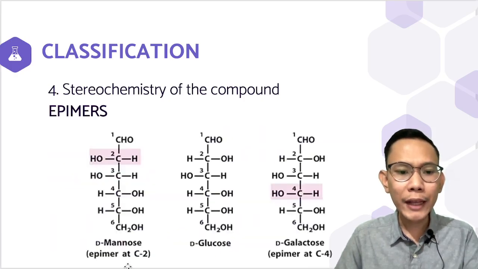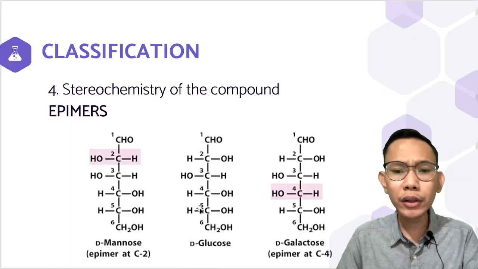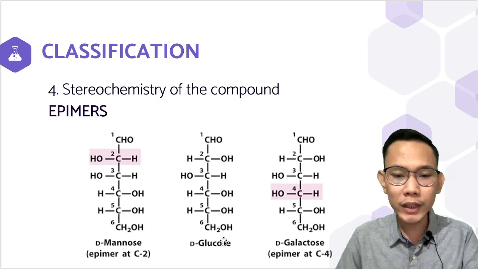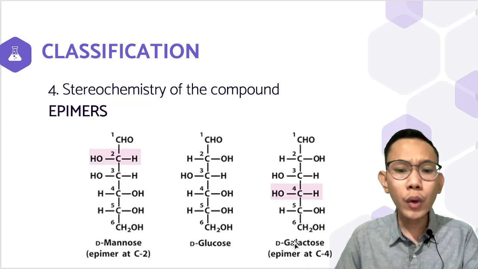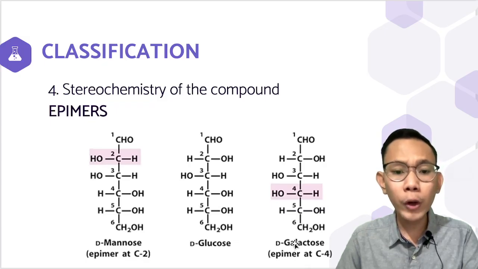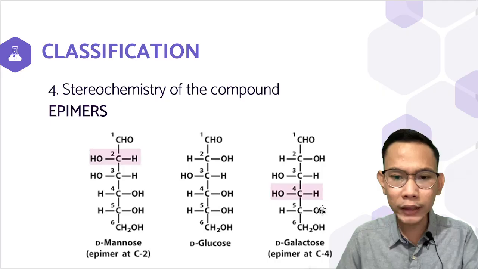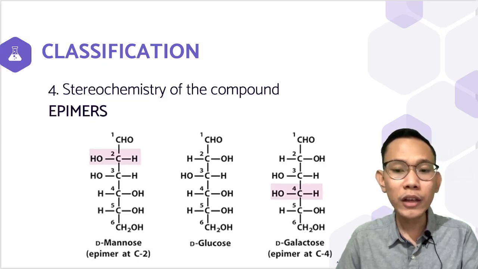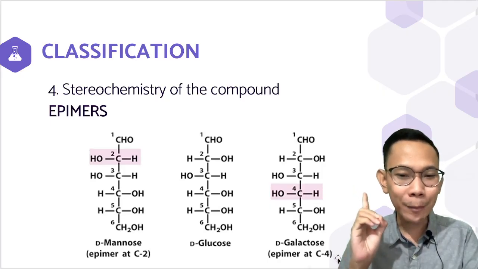Sige, ito, isomers that differ in configuration around one specific carbon. Example natin, glucose and galactose. Glucose and galactose differ only in the possession of OH in C4. So tingnan natin, galactose natin sa C4, syempre, nag-differ lang sila sa possession ng OH sa C4. So therefore, glucose and galactose, they are epimers at C4. That's how you classify that.